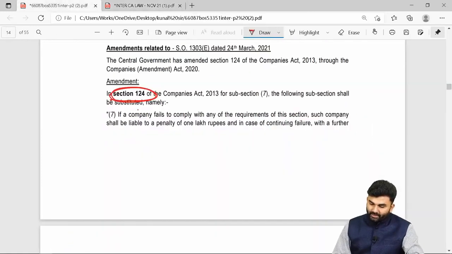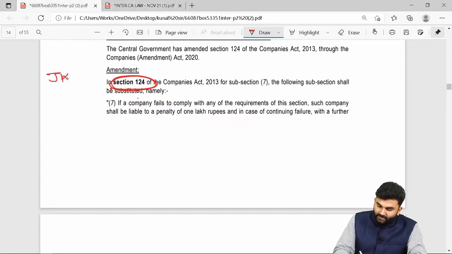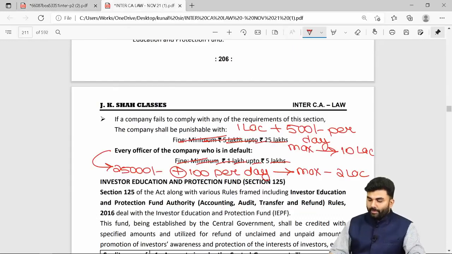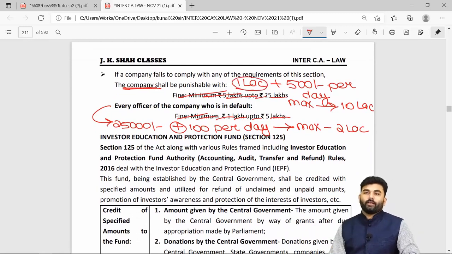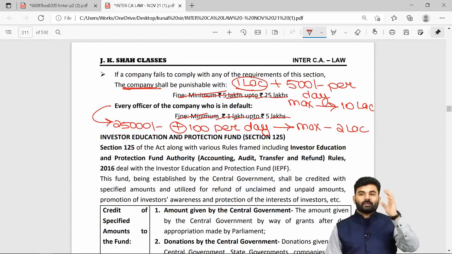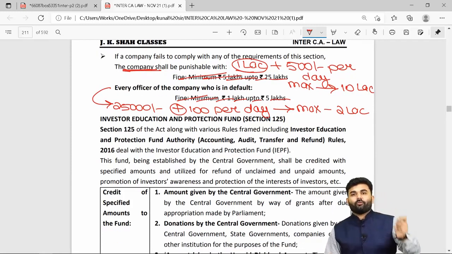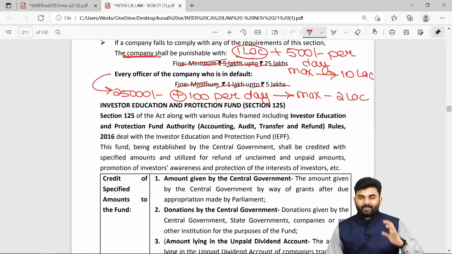You need to make the changes in your JKS's textbook, page number 207, and the new penalty says in case of a company, the maximum penalty will be 1 lakh rupees plus, till the time the default continues, 500 rupees per day, subject to a maximum penalty of rupees 10 lakhs. However, in case of officer in default, the maximum penalty will be rupees 25,000. Till the time the default continues, it will be rupees 100 per day, subject to a maximum penalty of rupees 2 lakhs.